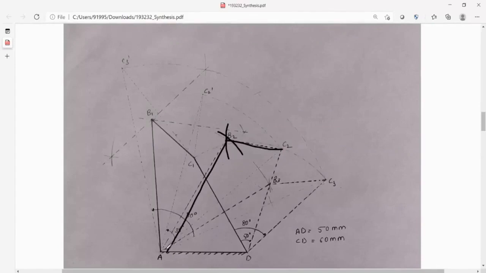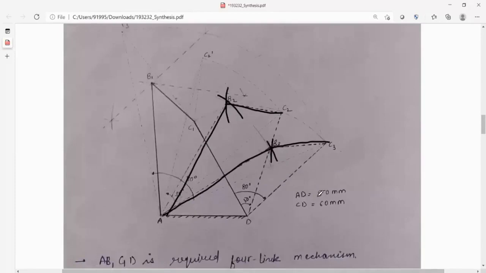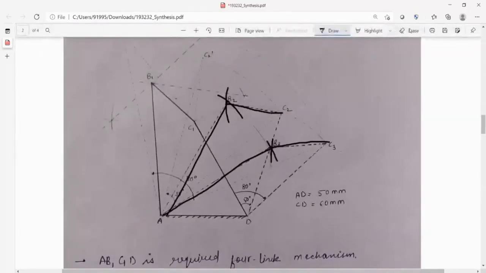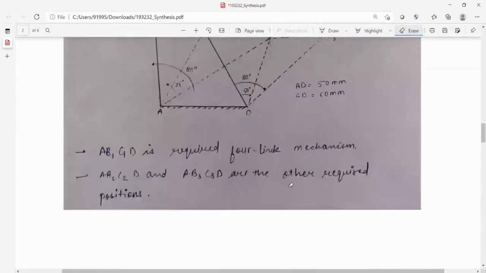For the third position we will do similarly. We will take A as center and AB1 as radius and cut the arc, and C1 B1 as radius and C3 as center, and cut another arc. This will be named as C3, and we will join this and this. So A, B3, C3 and D is the third position of the 4 link. Hence we have obtained the solution for the second question.